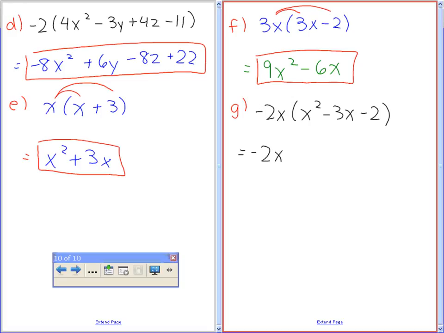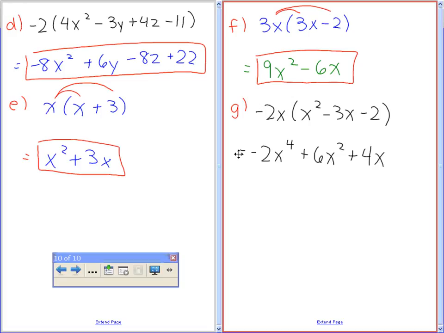Negative 2x times 4. Negative 2x, 6, 1. I got 4. Okay, keep going. 6x squared. Yeah. 4x. Okay. I am almost happy with that one.